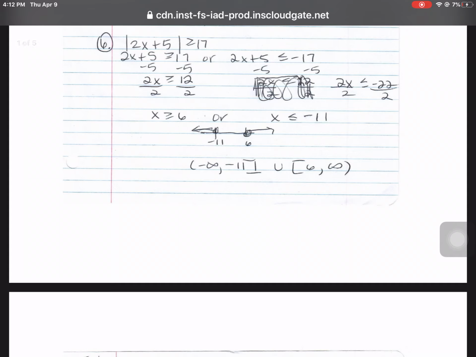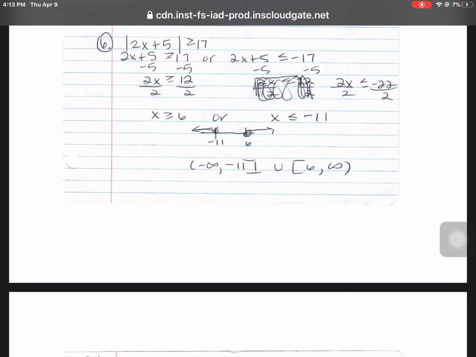Number 6, absolute value gets split into 2 separate parts. You do a +17, you do a -17. You flip the symbol on the negative side. Okay, greater than is or. You always use or with greater than. Remember that memory tool was GO-LA. Greater than is or. So you solve both of those for x.